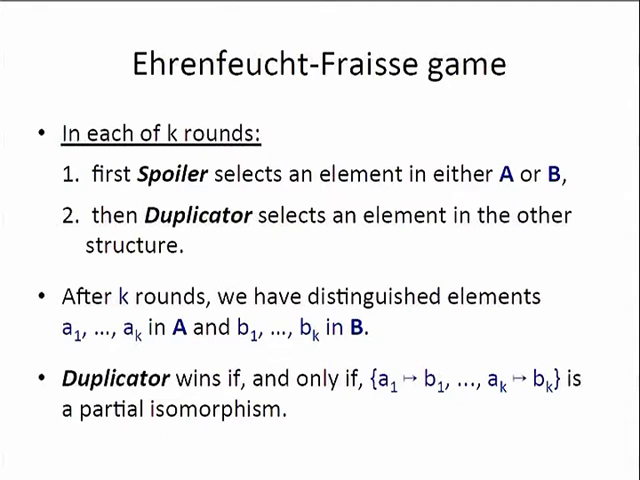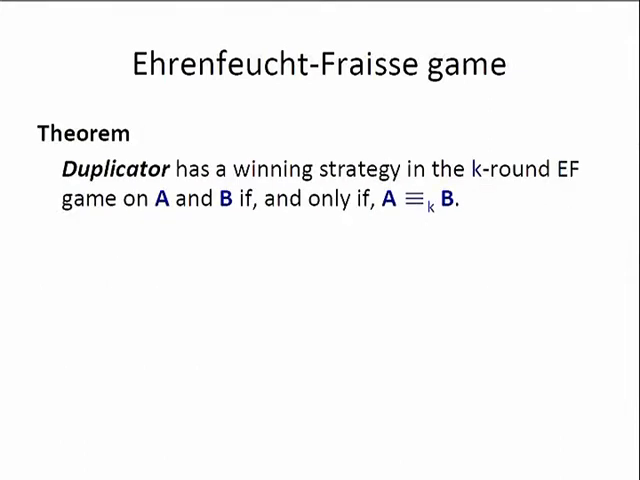At the end of the game, after all k rounds, we have a sequence of k distinguished elements in A and a sequence of k distinguished elements in B. And we say that duplicator wins the game if and only if these two k-tuples of elements describe a partial isomorphism between the two structures. Okay, so that's the definition of the game, and I'll work through some concrete examples, so this will hopefully be very, very clear later on.